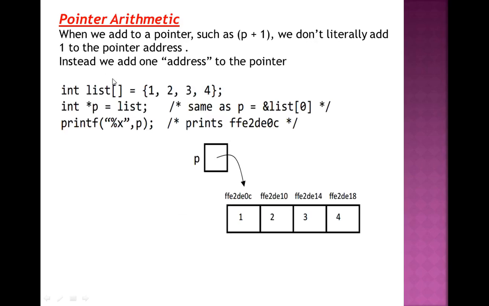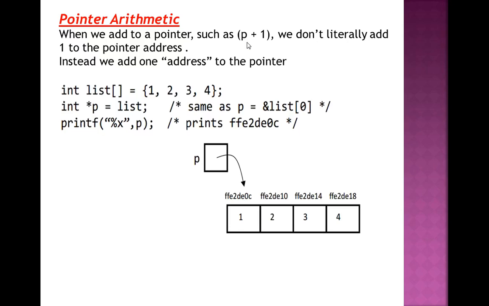This is pointer arithmetic. When we add to a pointer such as p plus 1, we don't literally add 1 to the pointer address. Instead we are adding 1 address. As I told you, if int takes 2 bytes, we are adding 2 bytes, but we are not adding 1 to the data or the variable. So when we add p plus 1, we add 1 address to the pointer.